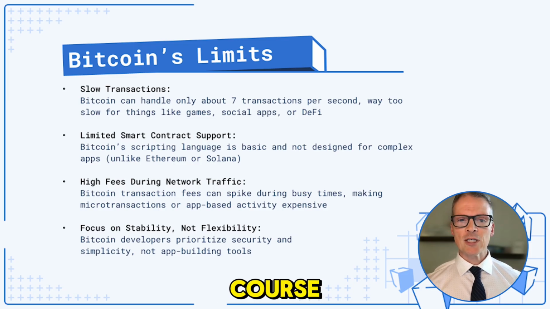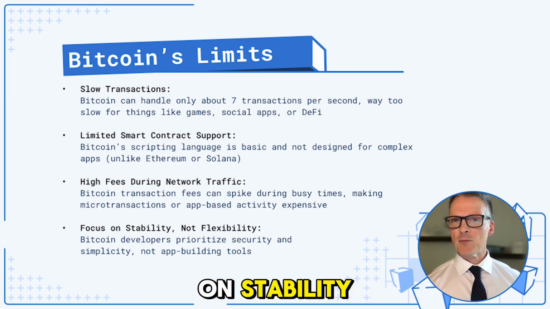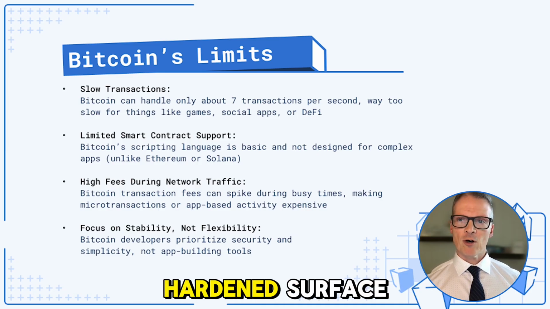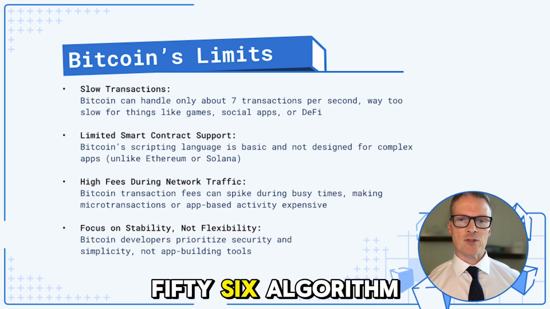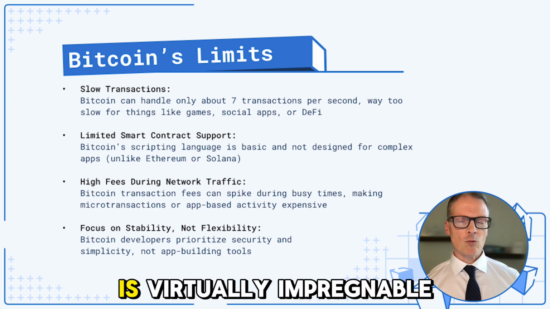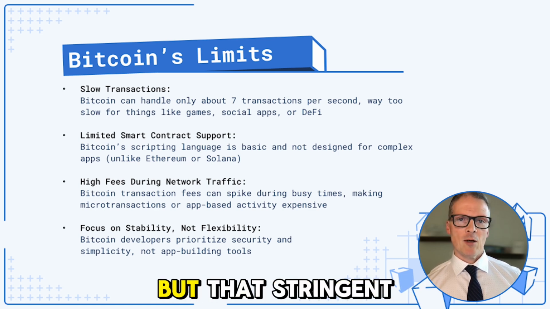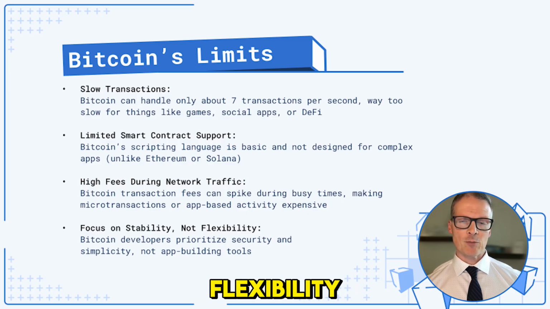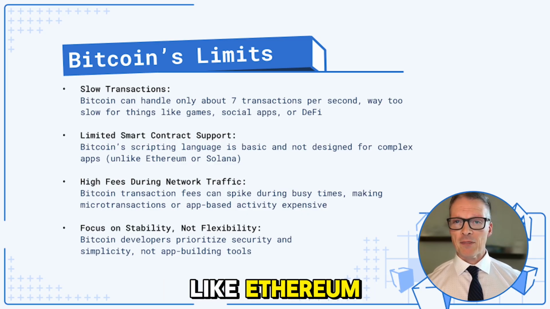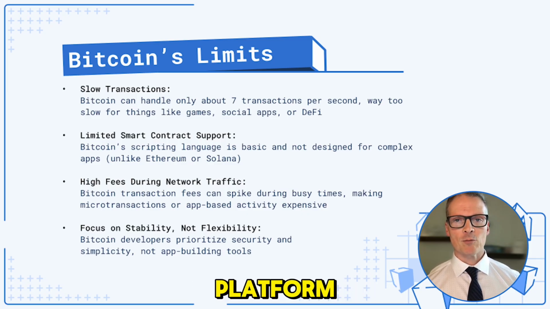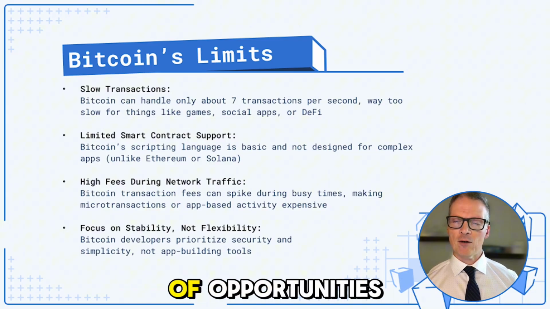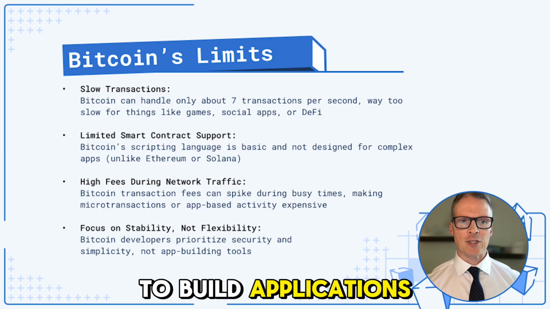And then, of course, it's really focused on stability, not flexibility. Bitcoin, because of its hardened surface and SHA-256 algorithm, is virtually impregnable. But that stringent security also leads to a lack of flexibility. So unlike Ethereum or other smart contract platforms, you have what's called programmability, and it gives you a lot of opportunities to build applications.